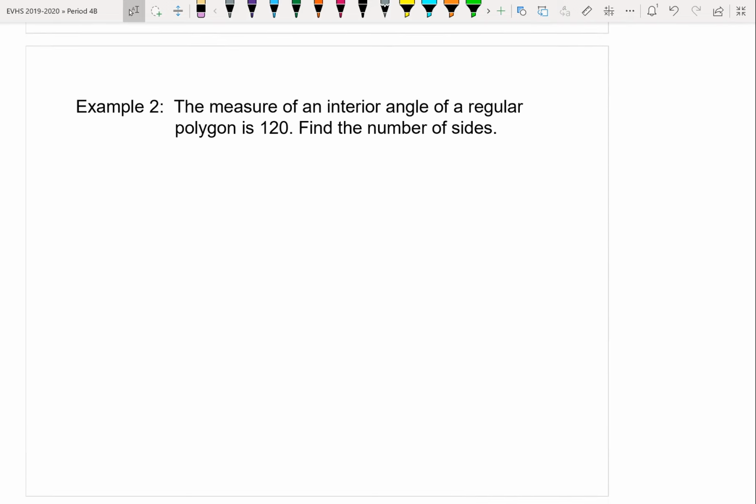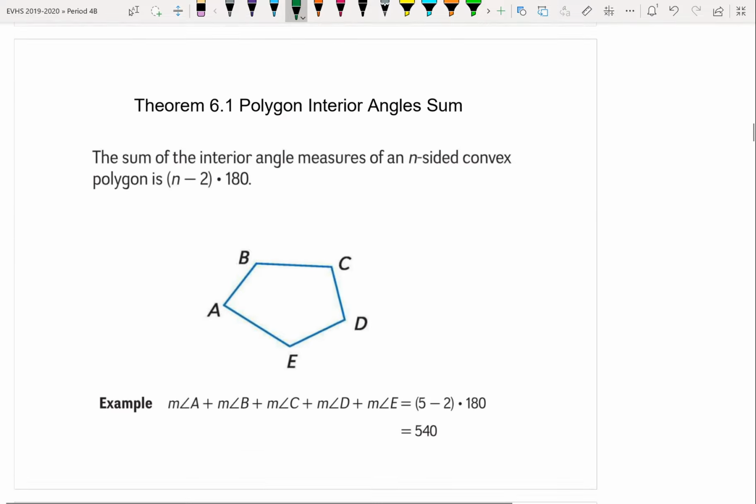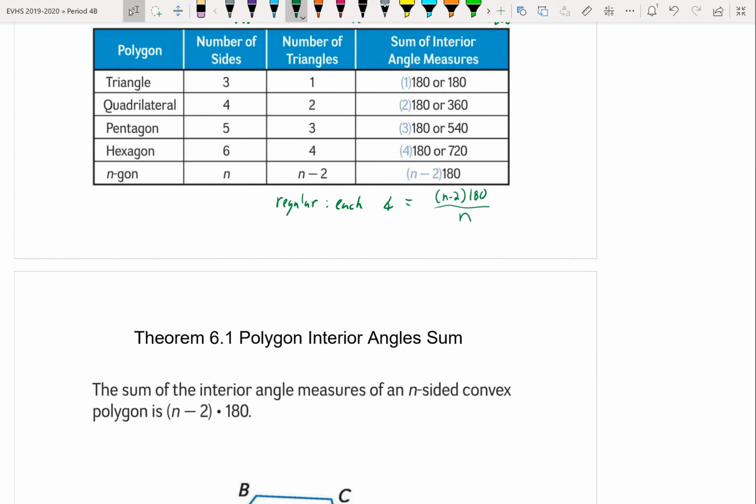The measure of an interior angle of a regular polygon is 120. Find the number of sides. Now, notice it says the measure of one interior angle of a regular polygon. Regular implies equiangular, and that's where we're going to come up with that formula from earlier. Actually, I take it back. I made a mistake on that. I shouldn't have said regular. I should have said equiangular on this.